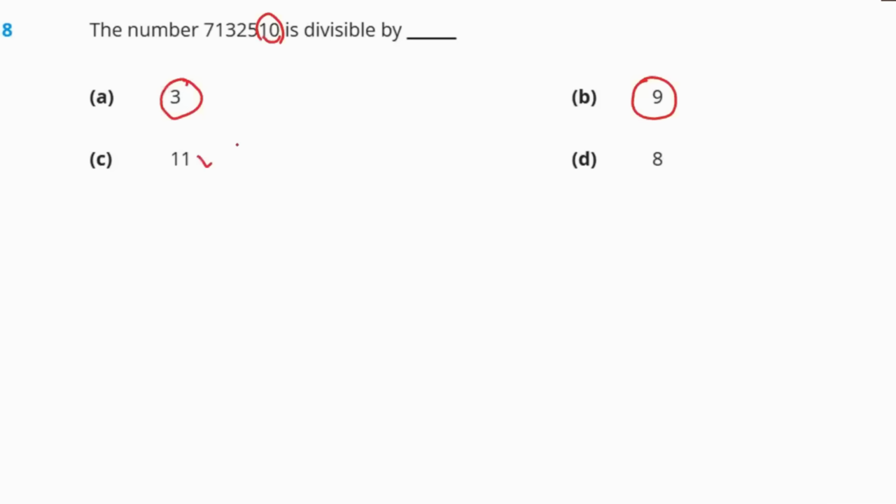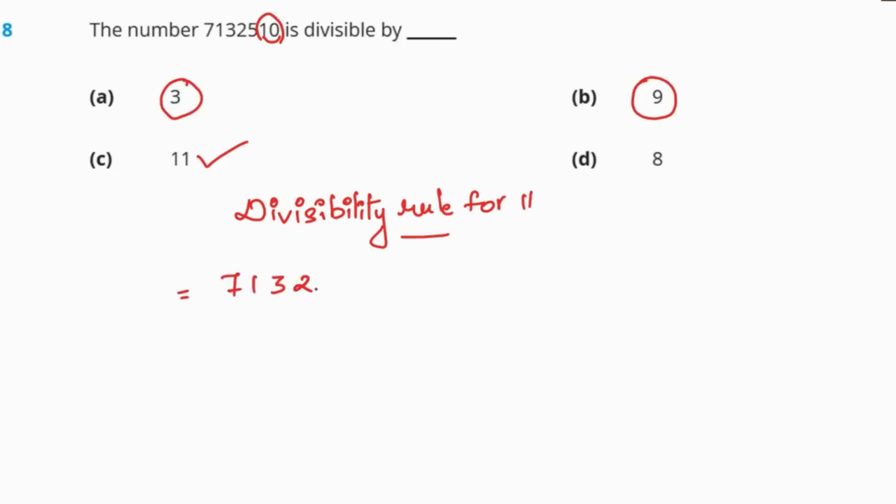Okay. Next we will check for 11. There is a divisibility rule for 11. Whether it is divisible by 11, that is the divisibility rule. So how can we check whether this number is divisible by 11 or not? Here our number is 7132510. Okay, so what you have to do here is first add all the odd place digits and all the even place digits and find the difference.